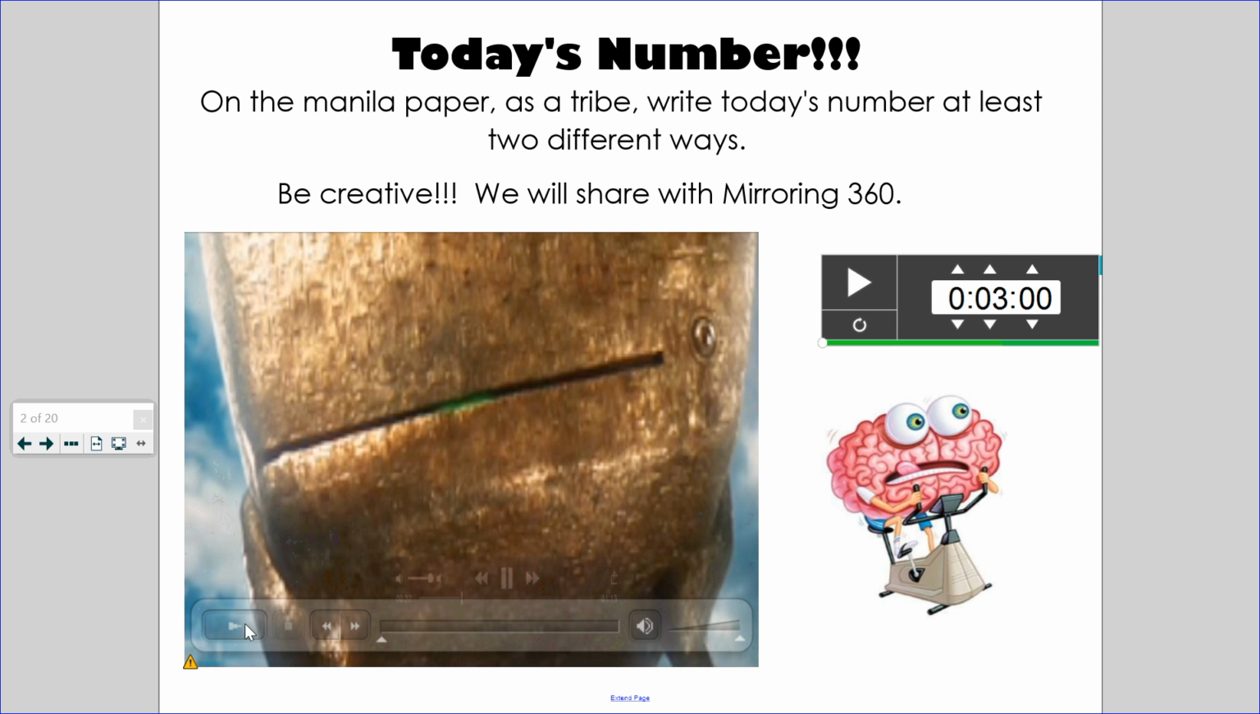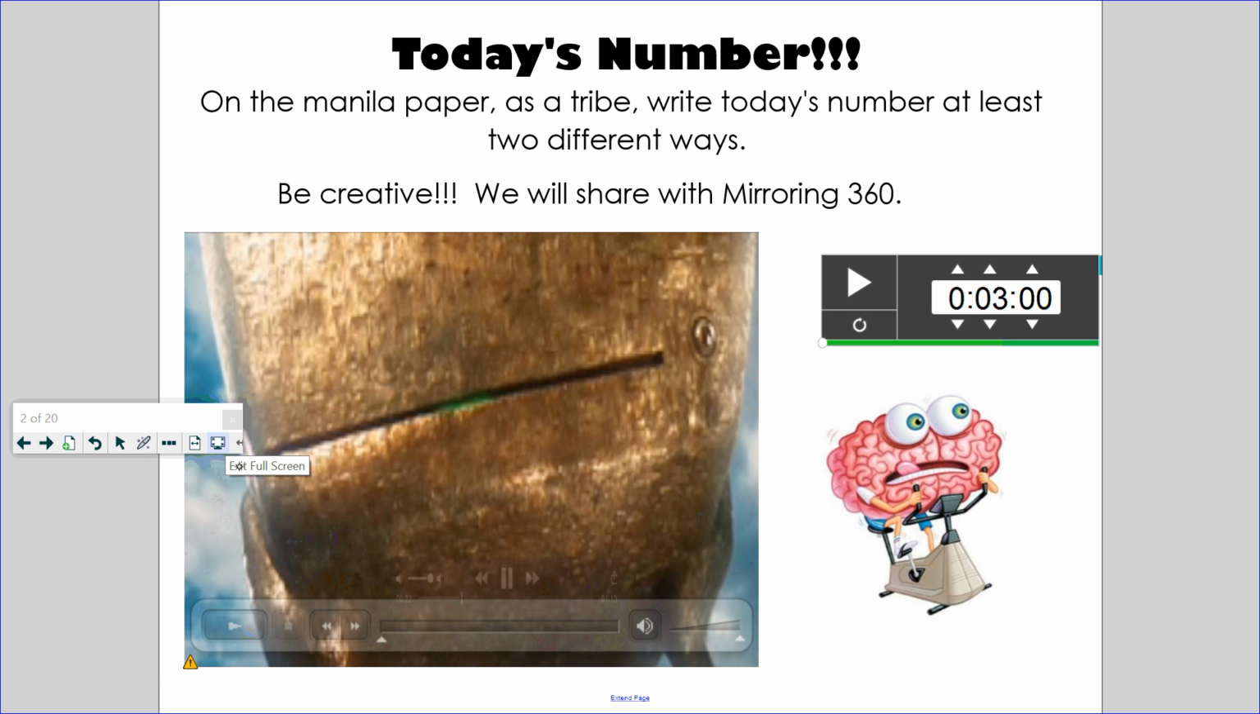So in this video, the ultimate question is 42. So in your table, 6 students per table, you're going to write today's number in the center of your manila paper, and then you're going to write it at least 2 different ways. How can you represent the number 42?